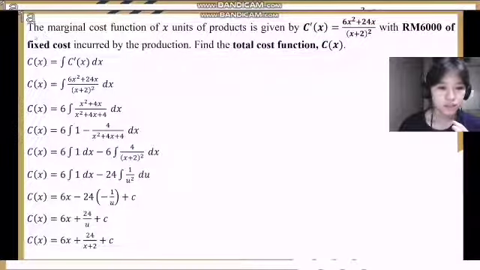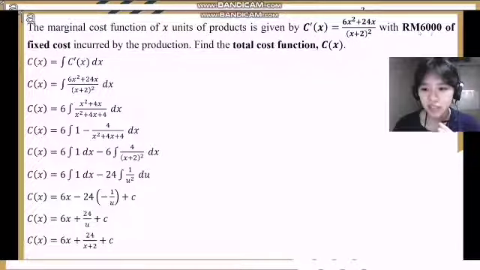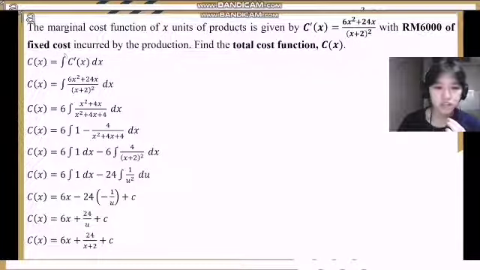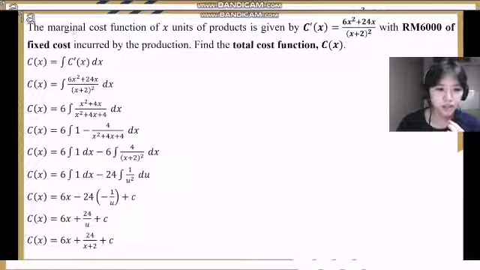The question given: the marginal cost function is C'(x) equals (6x squared plus 24x) over (x plus 2) squared, with 6,000 ringgit of fixed cost incurred, and we are required to find the total cost function C(x). As we know, the marginal cost function is the derivative of the total cost function. So now we have to find the total cost function, we have to integrate the marginal cost function. So let's see how the integration works.